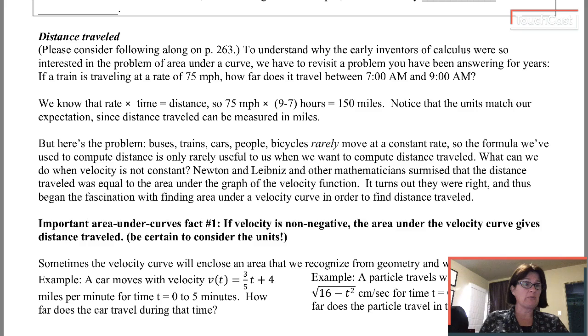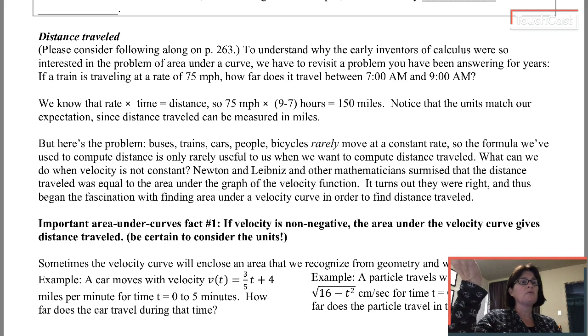So go back to this problem that you've been doing for a long time. What if you have a train, it's going 75 miles an hour. How far does it travel between 7 a.m. and 9 a.m.? You can answer this by using this formula you probably memorized somewhere back in grade school. Distance is rate times time. So you figure out how long the train drives, the time that the train spends driving. 9 a.m. minus 7 a.m. makes 2 hours.